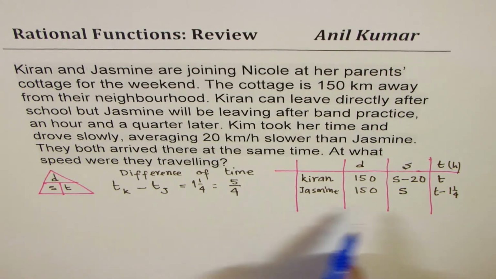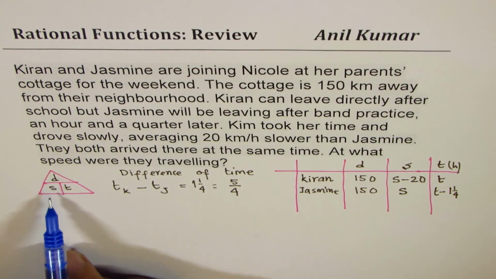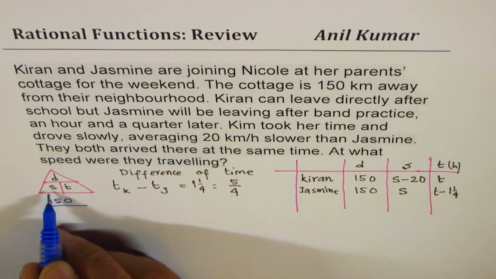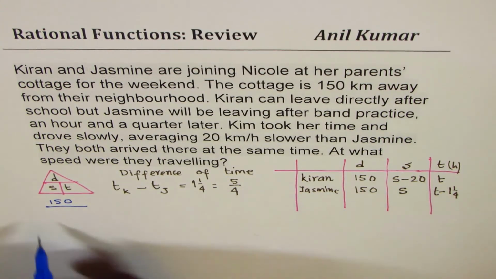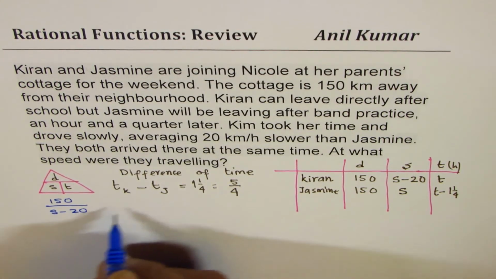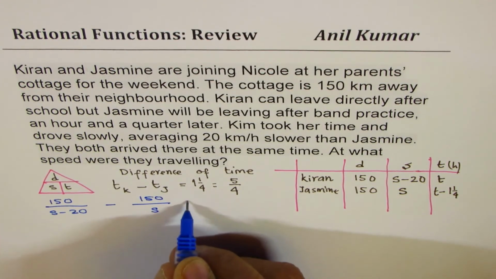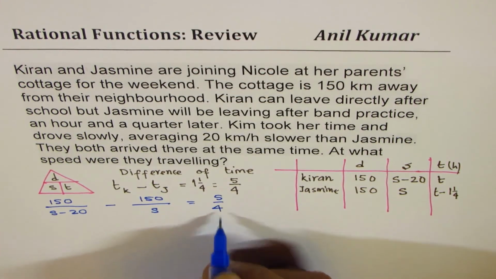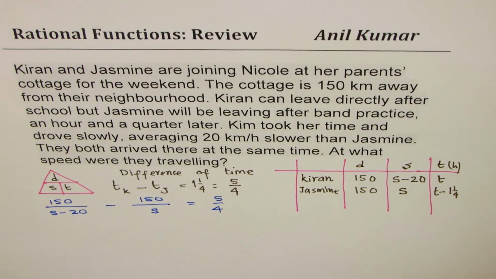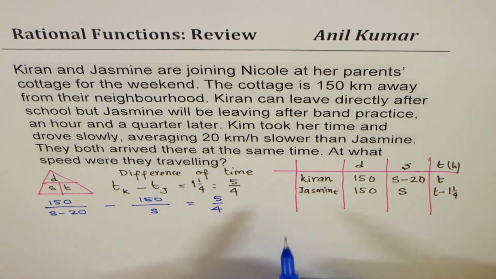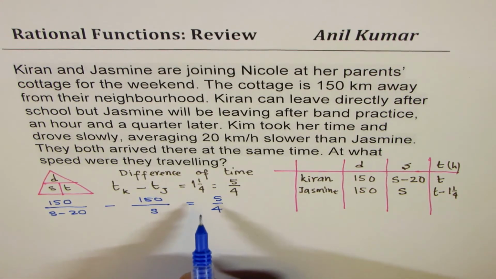So I'm taking my time to show you how we're building up the equation. So time is distance over speed. In our case, distance is 150. Speed for Kiran is S minus 20. Take away 150 over speed S, and the difference is 5 over 4. Does that make sense to you? Correct? Bring all the terms together, or you can cross multiply, whatever you prefer to do.